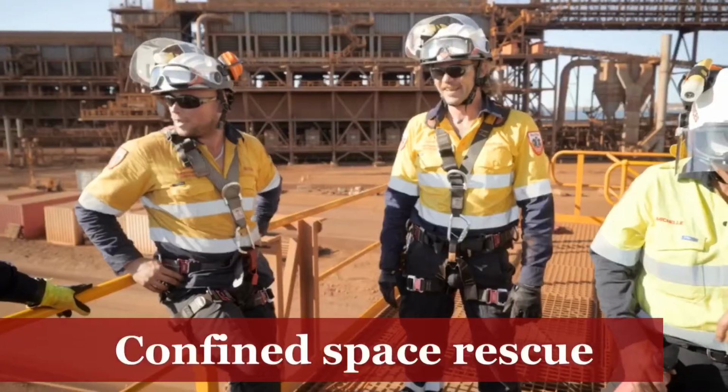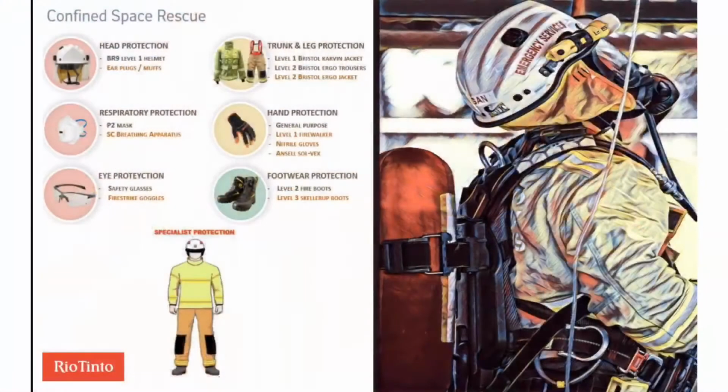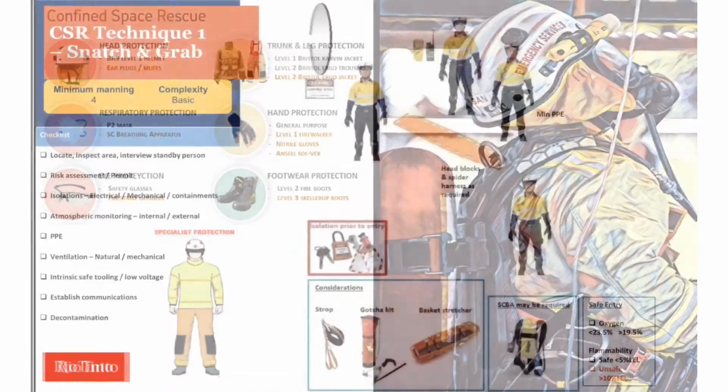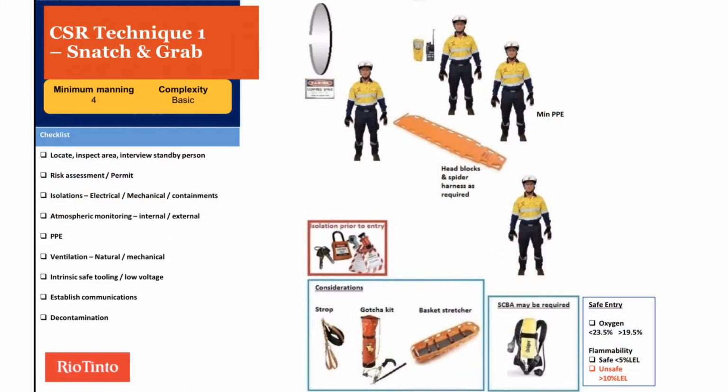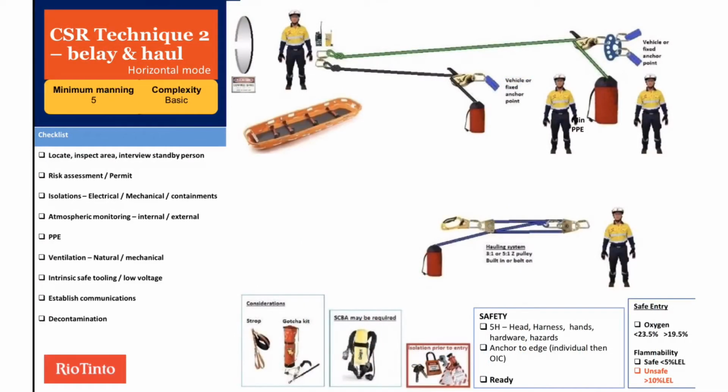Confined space rescue is a subset of technical rescue operations that involve the rescue and recovery of victims trapped in a confined space. Snatch and grab is the basic and most common form of rescue. Twin line and belay, horizontal mode.